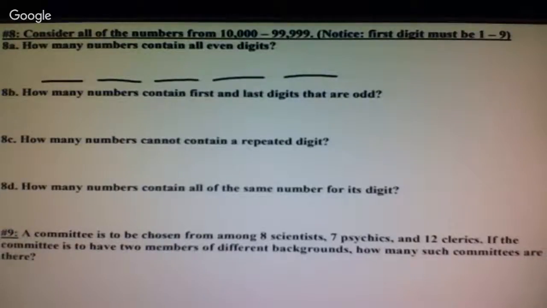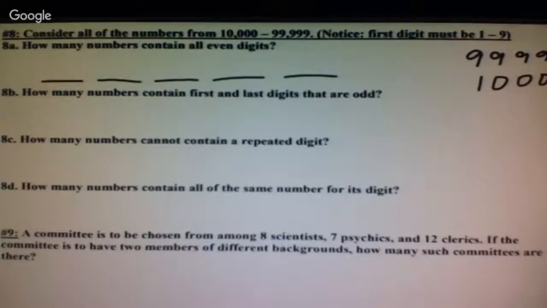Does that click for some of you? It wasn't that simple. Okay, now the highest I can go is 99,999. The smallest I can go is 10,000. So my first digit can't be a what?